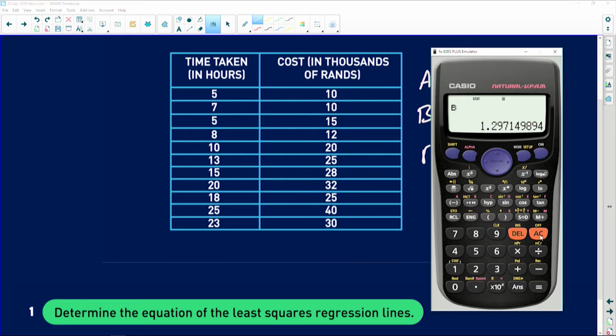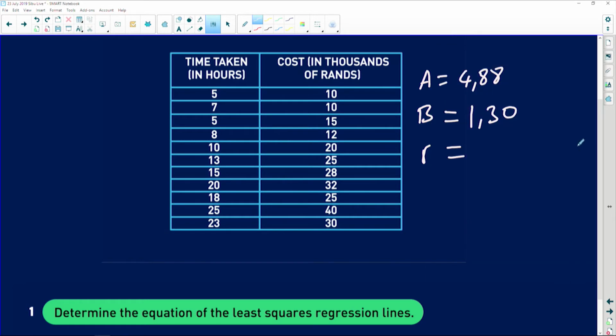The R value: press AC, shift, stats, and then you go to regression again, option 3. That's the correlation coefficient. It's giving us a value of 0.94, so that is going to be 0.94.